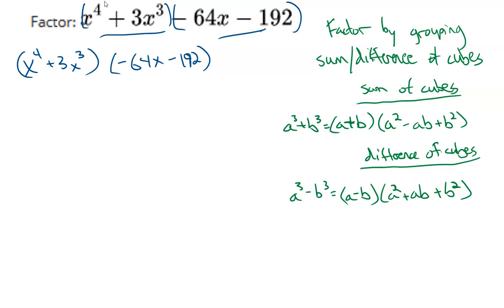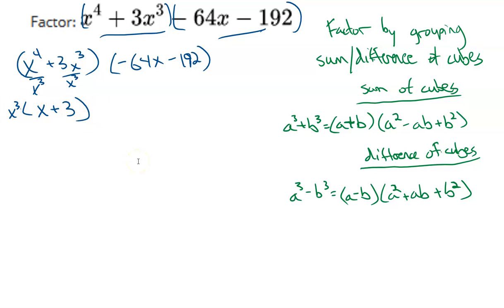In this first group right here, I'm going to see what they both divide by. They both have x cubed in them because it has x cubed next to the fourth, so they can both divide by x cubed, which will factor to the outside. That's how you factor something out: you divide it out of both of them and pull it to the outside. X to the fourth over x cubed is x. 3x cubed over x cubed is positive 3. So it's x cubed times x plus 3.